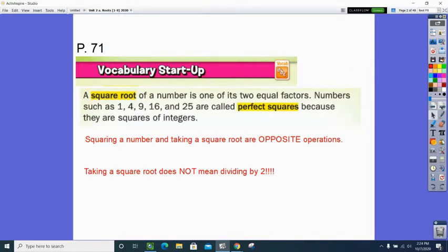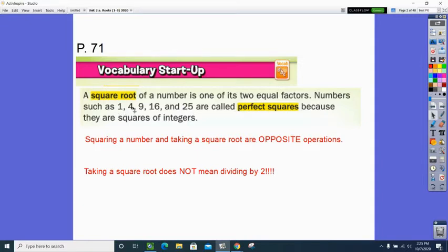So first of all, what is a square root? Well, a square root of a number is one of its two equal factors. What that means is that if you take a number like 4 or 9 or 16, these are called perfect squares because there is 5 times 5, a pair of identical twins, two equal factors that multiply to 25. So 5 times 5, 4 times 4, 3 times 3. And these are perfect squares because their square roots are whole numbers, not a decimal, no fractions.